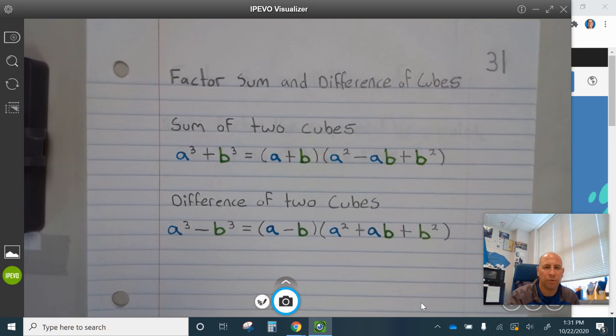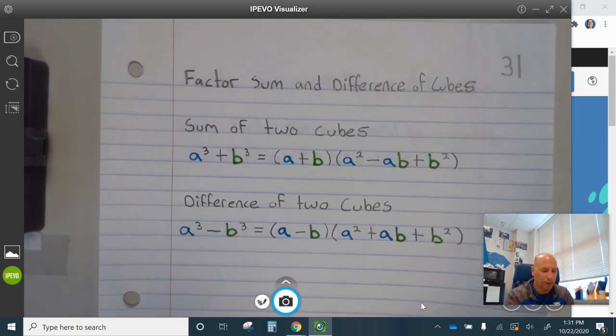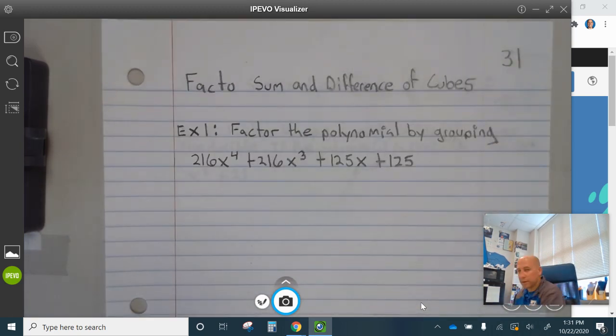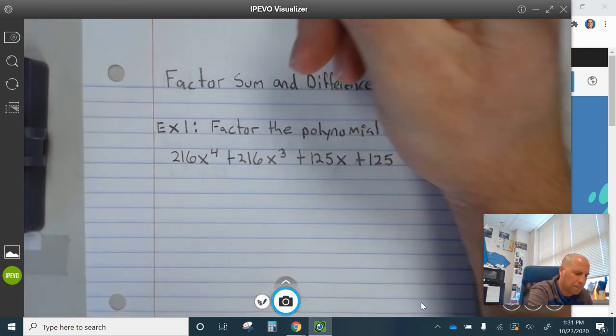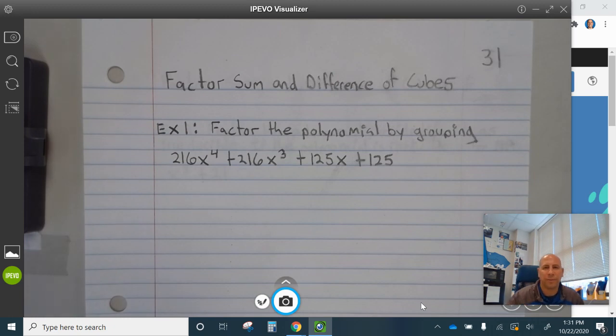All right, if you would update your notes. All right, now your notes are updated. Let's take a look at the examples. Journal page 31, factor, sum, and difference of cubes.